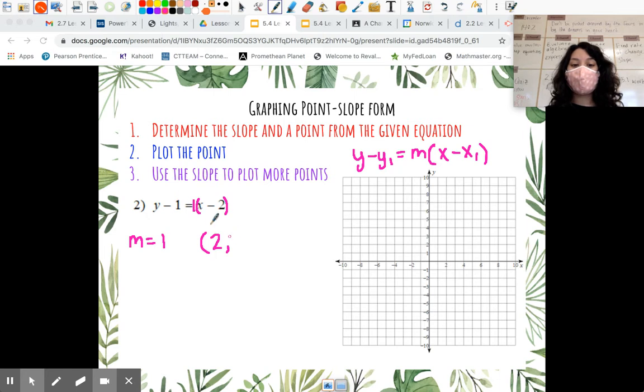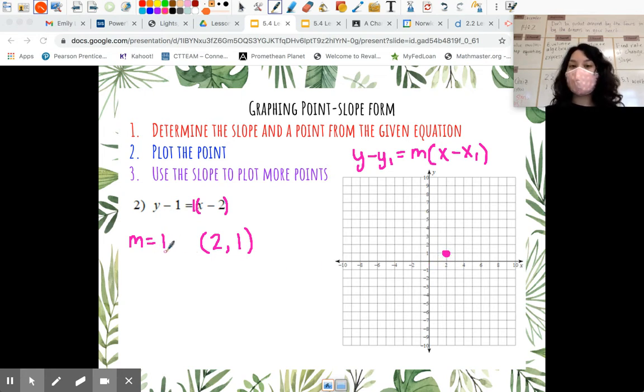For the y value, look at the number near the y and flip the sign. It's really a positive 1. I start by plotting this point (2, 1), which is right here. I go right 2 and up 1 from the origin. And then I use my slope to plot more.